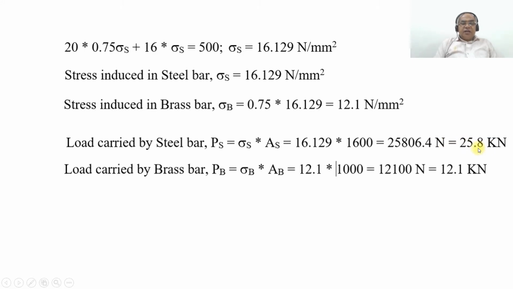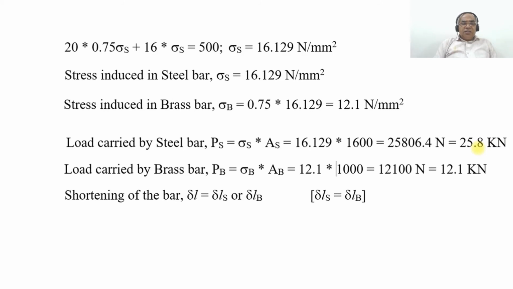Similarly, the load carried by the brass bar, which is PB, is equal to sigma B into AB. So it will be 12.1 into 1000. The area of cross section of the brass bar is 1000. So that will be equal to 12,100 Newton, which is equal to 12.1 kilonewton.